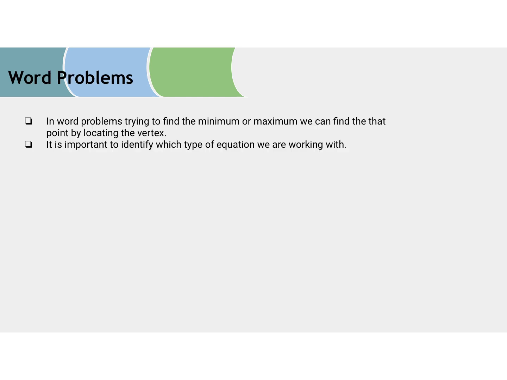Now, the reason why we care about the vertex in the first place is a lot of times we want to minimize or maximize profit or some value. Maybe it's minimizing the cost of something. Well, that would be when we find the vertex. So that is your min and max.